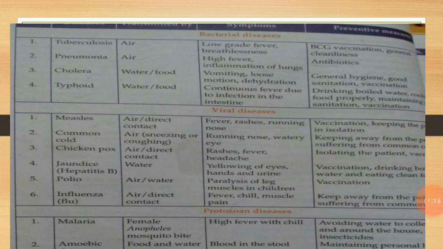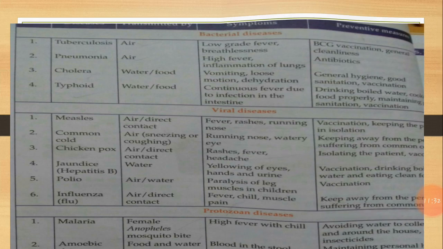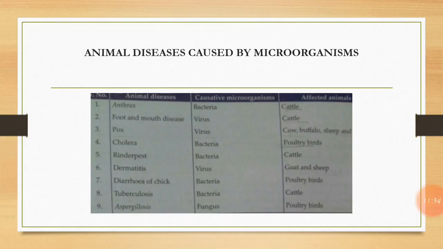So there are certain diseases that are caused by microorganisms in animals. Now we are going to know about that one by one. Now, animal diseases caused by microorganisms. Let us know about this. The animal diseases caused by the microorganism, in which the first one is what?